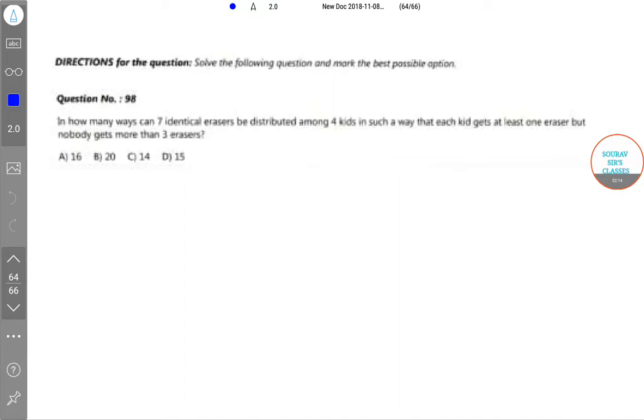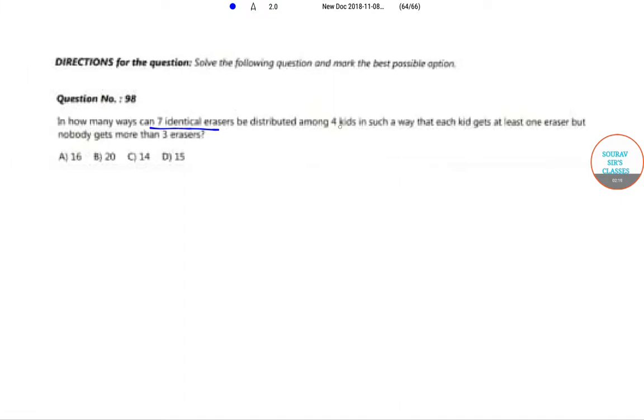The next question is, in how many ways can 7 identical erasers be distributed among 4 kids in such a way that each kid gets at least 1 eraser but nobody gets more than 3 erasers? So after giving 1 eraser to each of the 4 kids, there are 3 left. So these 3 can be split in 2 and 1, or 1, 1, 1 ways.